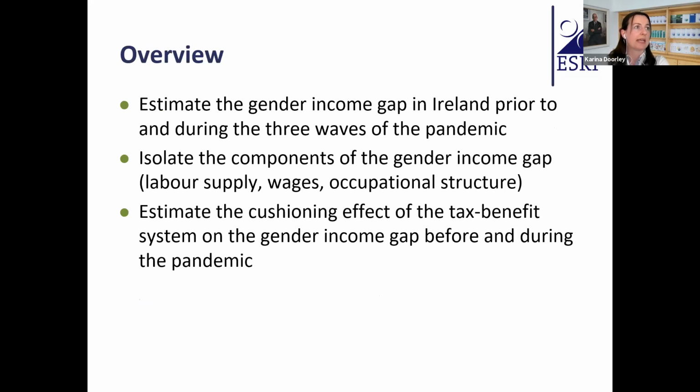So what we do in this work is estimate the gender income gap in Ireland prior to and during the three waves of the pandemic. And we isolate the components of the gender income gap, as I showed you in the last paper, but we're going to group them together a little bit more. So we're going to show labour supply, wages, and occupational structure separate from the rest, because occupational structure actually turns out to be quite important. And then we estimate the cushioning effect of the tax benefit system on the gender income gap before and during the pandemic.